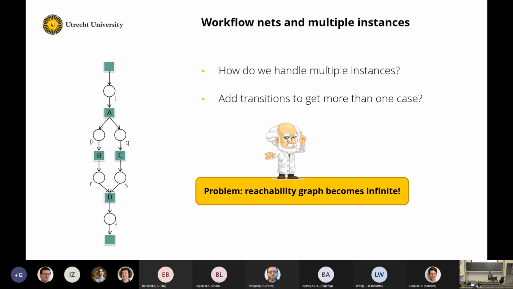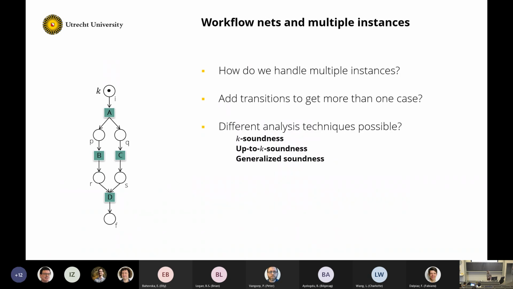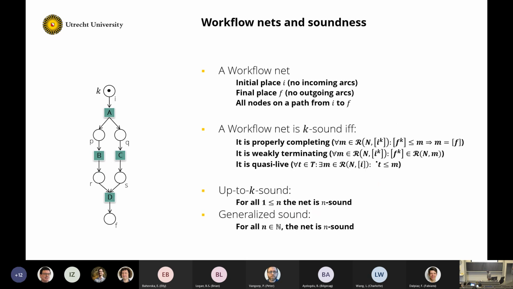What do you do? Well, different techniques are being used, and that is what is called case soundness. So instead of saying we just have one instance, we start with k instances, and then all k should move to the end. Case soundness means it works for exactly that number k. Up to k case soundness means it works for all of them up to k. And if it works for any number k, then we call it generalized sound. And so we can write this down as properties. There they are, but it's a bit tricky.